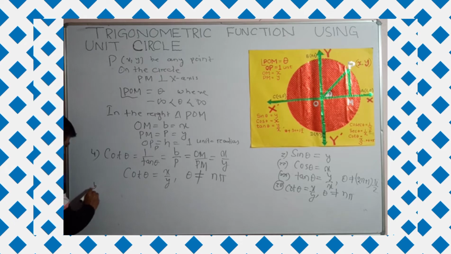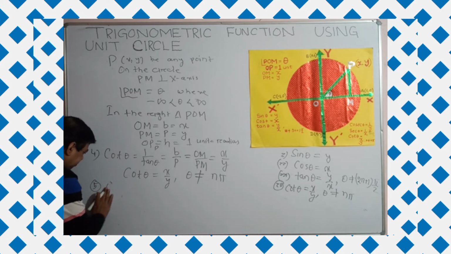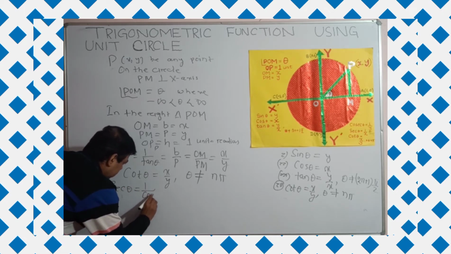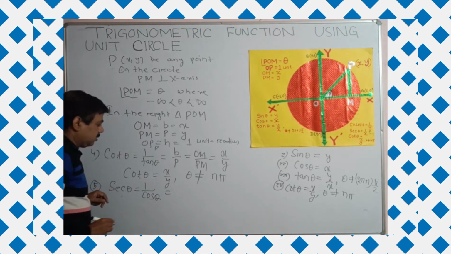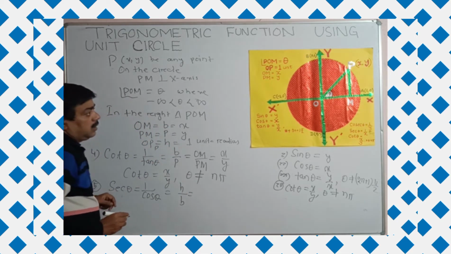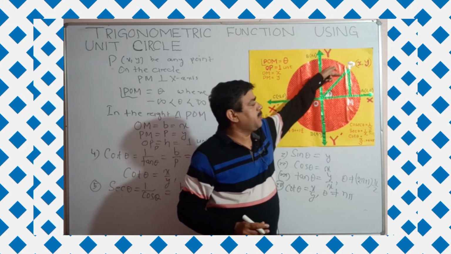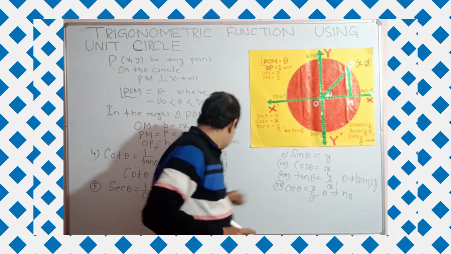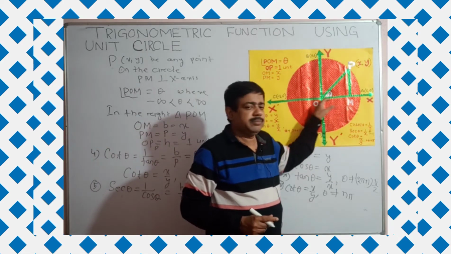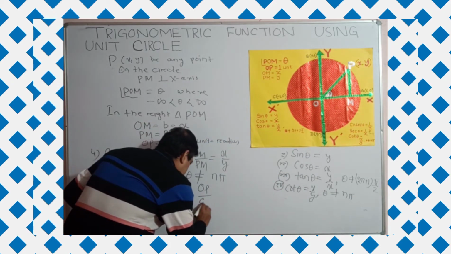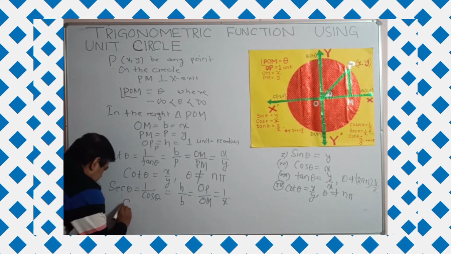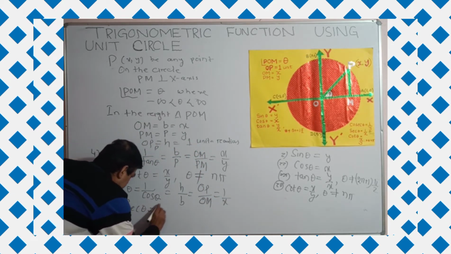Then the fifth point is sec theta. Sec theta is the reciprocal of what? Cos theta. And sec theta is the reciprocal of cos theta, which is hypotenuse upon base. Here, what is the hypotenuse of the right angle triangle? OP is the hypotenuse, whose value is 1 unit. And here the base is OM. OM is the base, which is the x coordinate. So 1 upon x, it means sec theta is equal to 1 upon x.